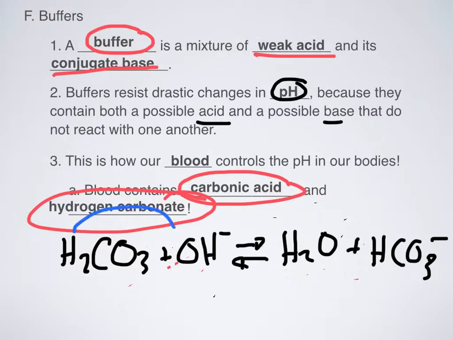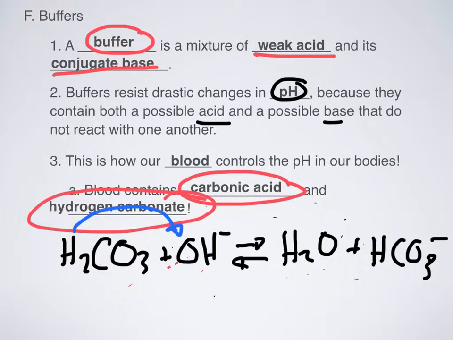So my H would react with the OH minus, and I would end up making some water and some bicarbonate. Why is that important? Because I'm making bicarbonate, and bicarbonate is another part of my buffer. So I'm basically just making my buffer a little bit different than it was to start with.